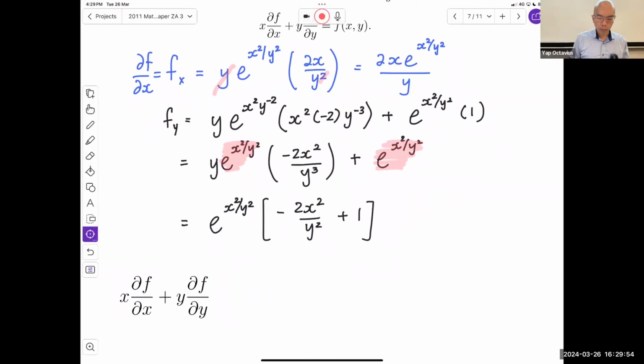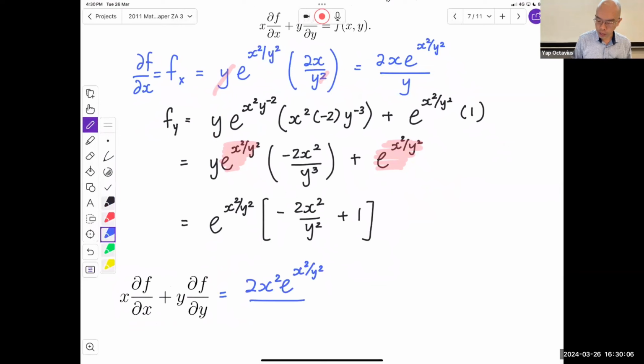So I'm going to multiply x to this term. So I get 2x squared e to the x squared y squared over y. I'm going to multiply y to this term. Multiply y to this.